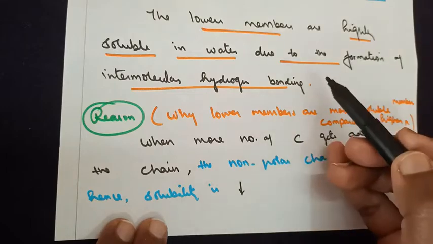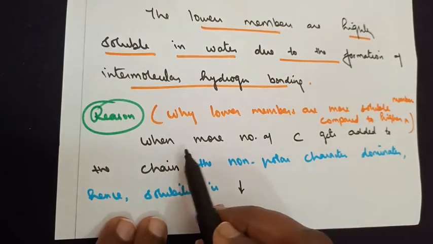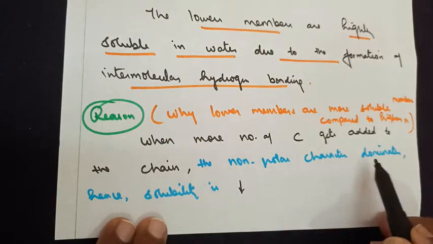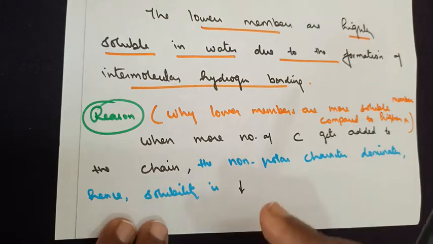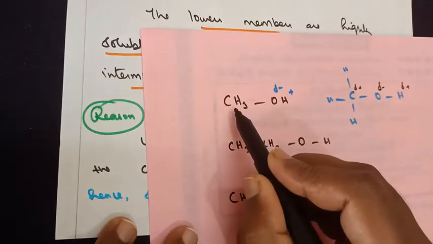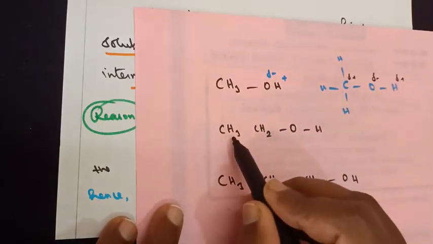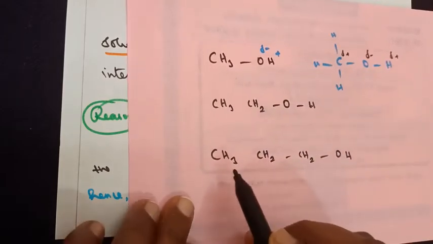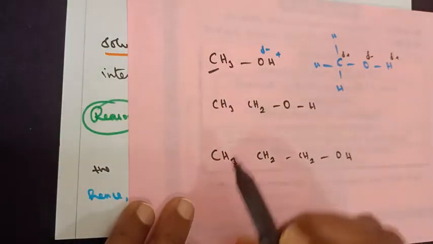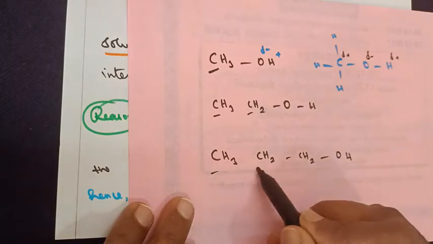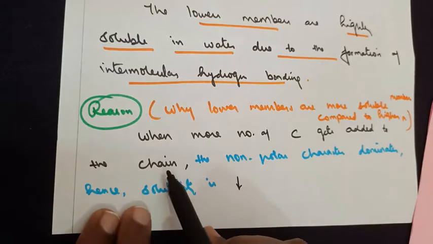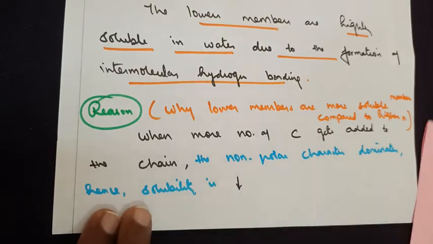Now, apart from the number of carbon atoms, there is a reason here. When more number of carbons get added to the chain, the non-polar character dominates, hence solubility decreases. This point let me explain to you with a practical example. I have taken methanol, that is CH3OH, ethanol CH3CH2OH, now propanol CH3CH2CH2OH, meaning only one carbon atom here, 2 carbon atoms here, 3 carbon atoms here. What's the point given? When more number of carbons get added to the chain, non-polar character increases.